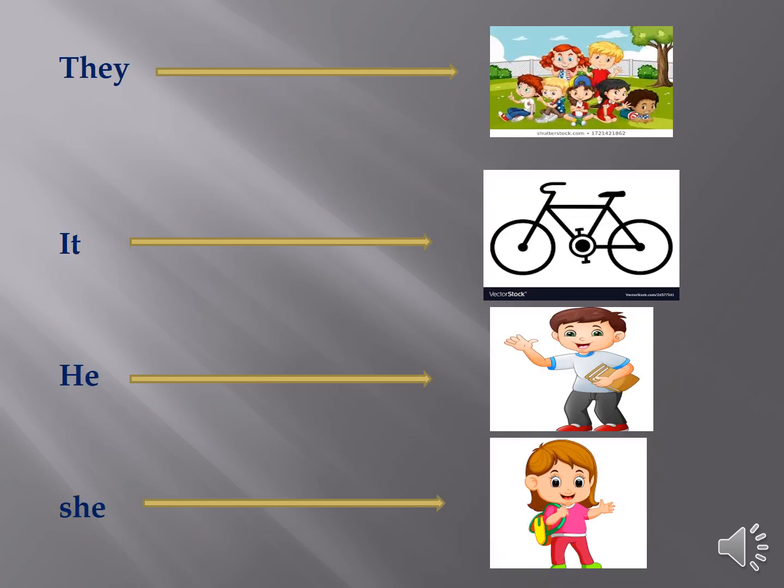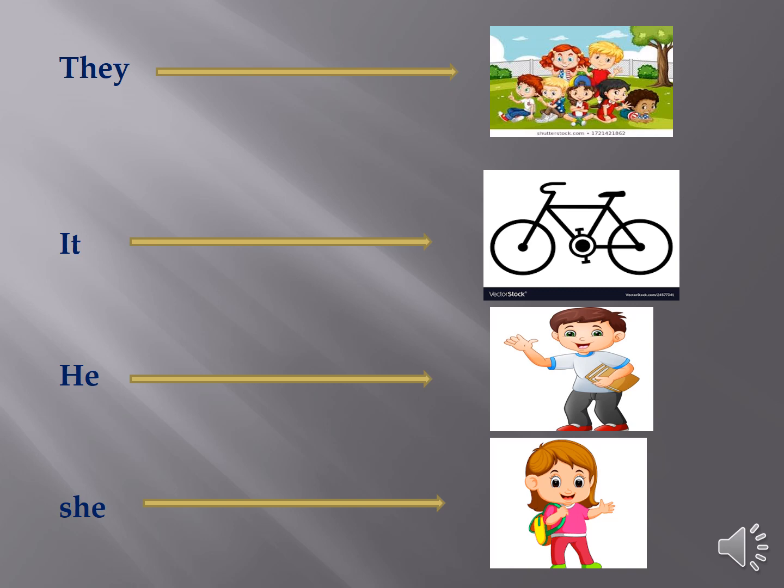Next, if there are many children, so we can't take their names together, we can describe them like "they." If we are using "they," that is also a pronoun. Bicycle is there. It is a thing, so we can use "it." If there is a boy, we can use "he." Instead of taking a name, if we say "he," then it became a pronoun. If there is a girl, we can use "she" for her without taking her name.